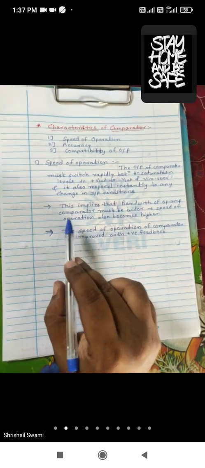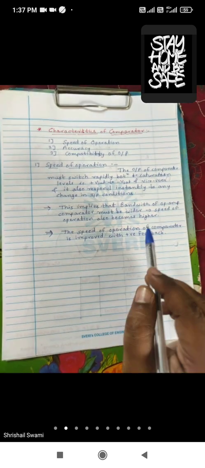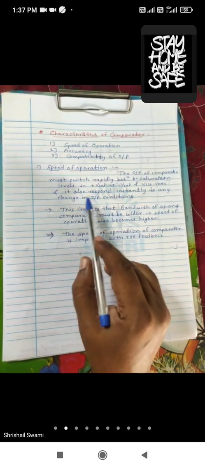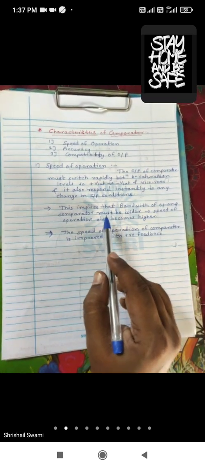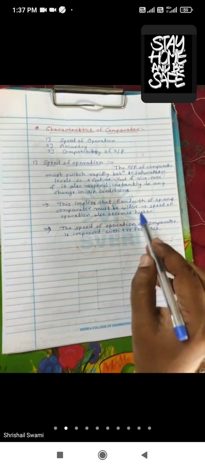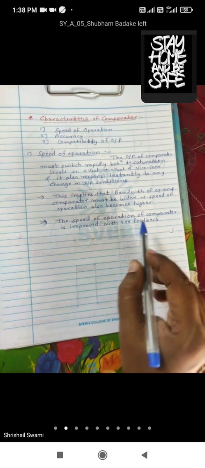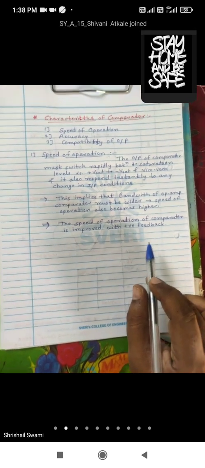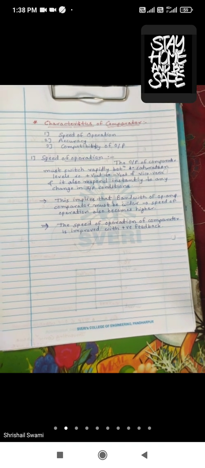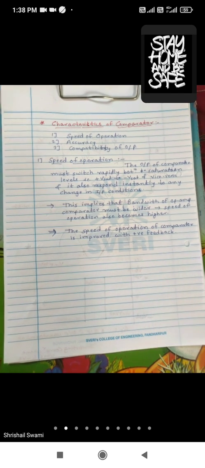This implies that the bandwidth of the comparator must be wider. If you are getting sudden change in saturation level and suddenly responding to input changes, then the bandwidth of the comparator gets wider, and this helps to increase the speed of operation. So the speed of operation of comparator is improved with positive feedback. Means if you use positive feedback in the circuit, then the speed of operation can be improved, and that we can do in the Schmitt trigger, which is an application of comparator.